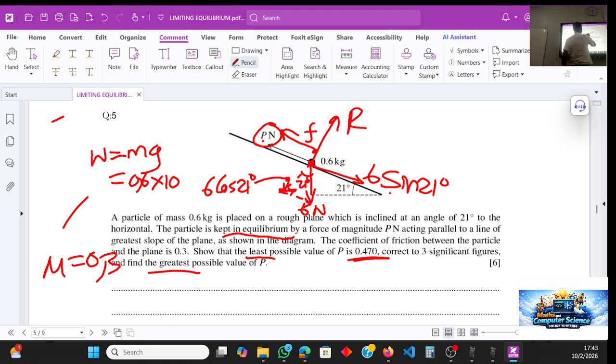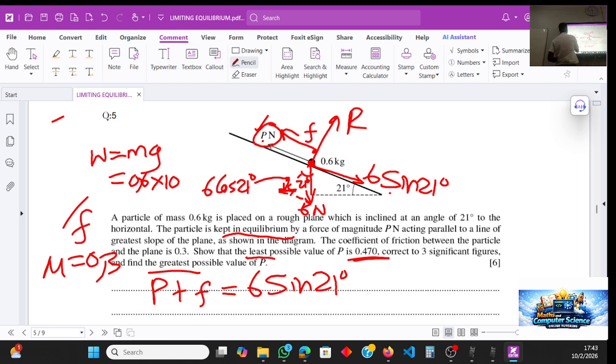So for this scenario, if we want P to be least, it means it's going to be P plus friction equal to the weight component, which is pulling the object downwards, the 6 sine 21 degrees. But remember, F is calculated as mu R. If you want friction, you need a product of mu and R. Well, with mu, we are okay, we have it below there.